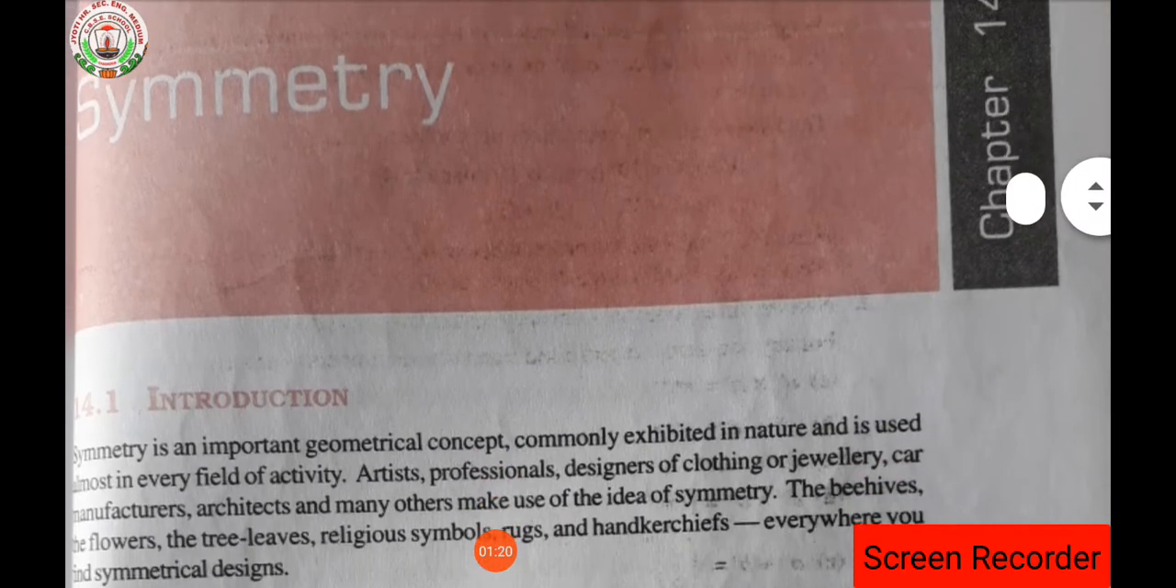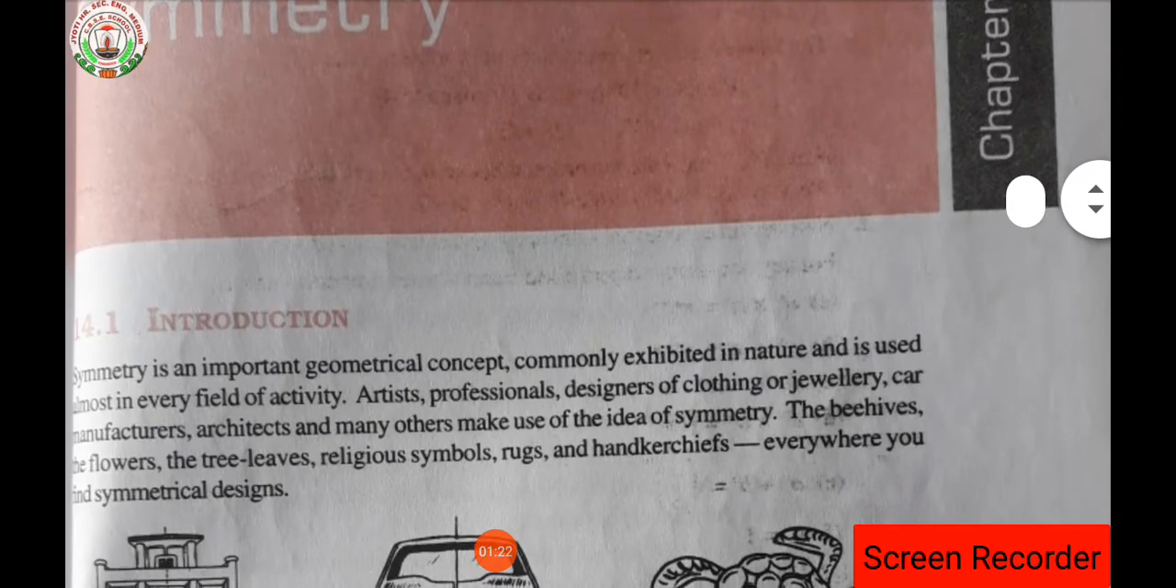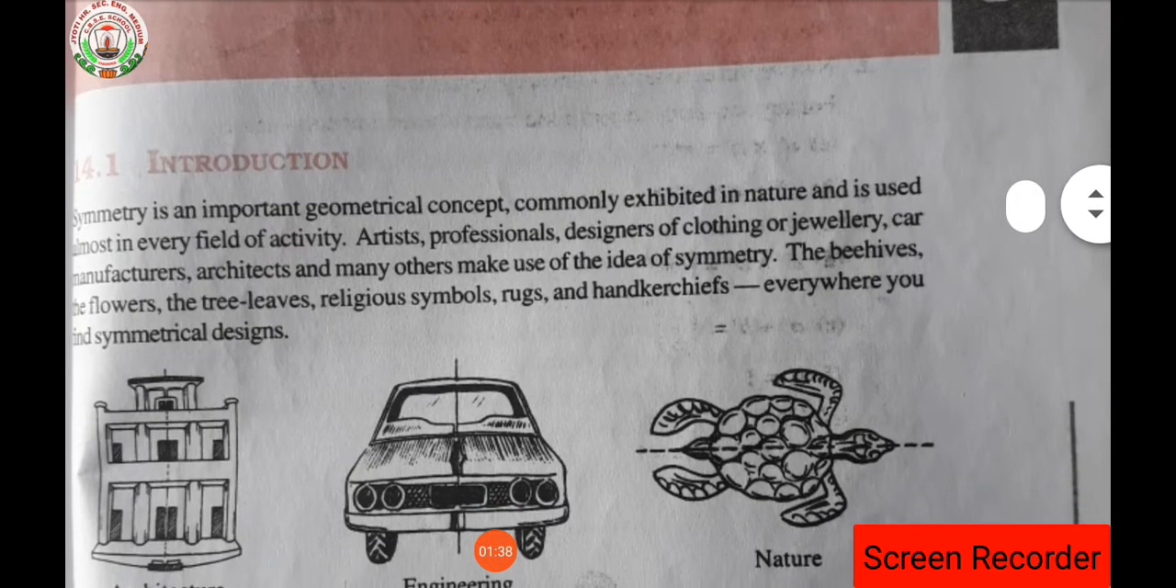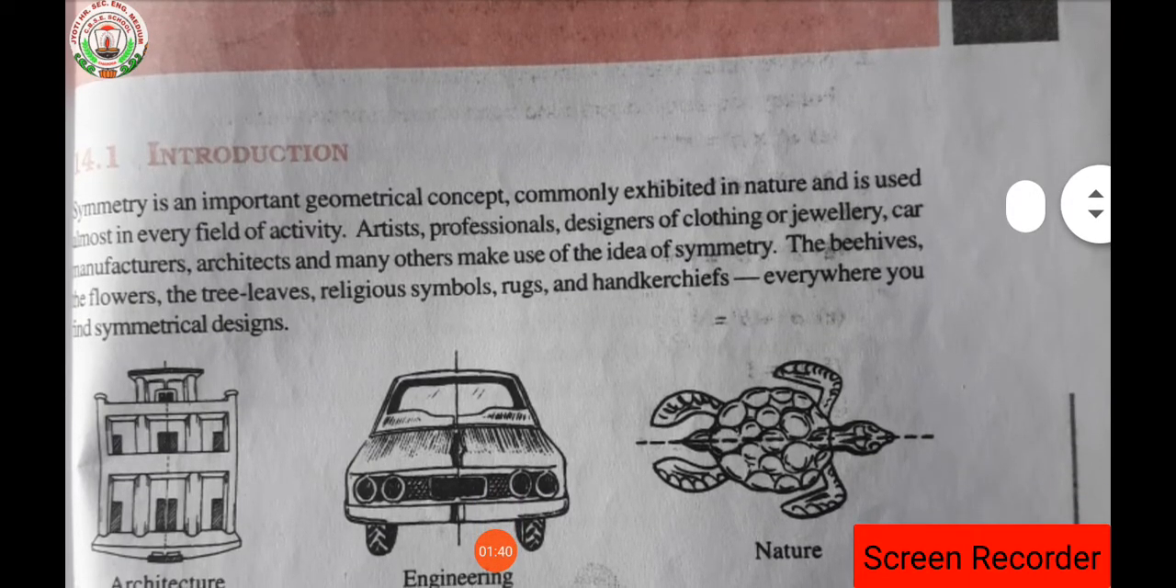So what is symmetry? The introduction says symmetry is an important geometrical concept commonly exhibited in nature and is used almost in every field of activity. So symmetry means, students, you can see the picture. Symmetry is always a geometrical concept. It gives a geometrical concept to you people.